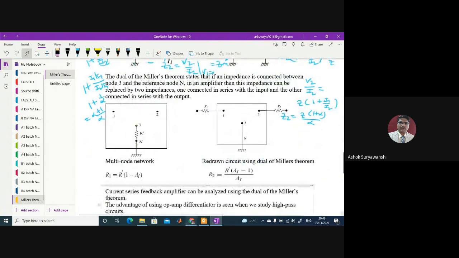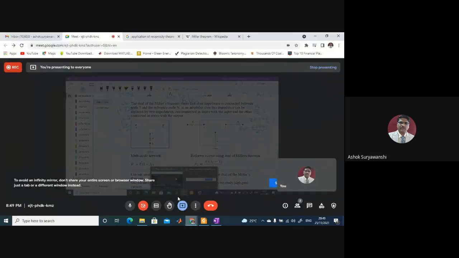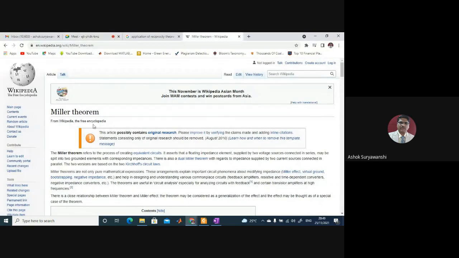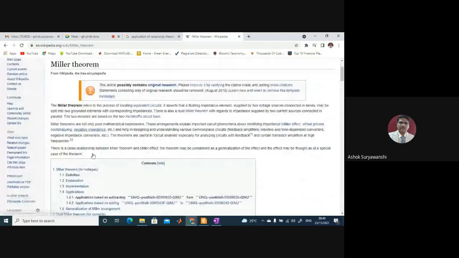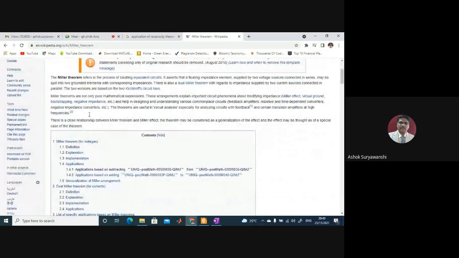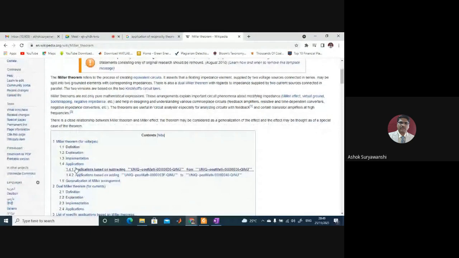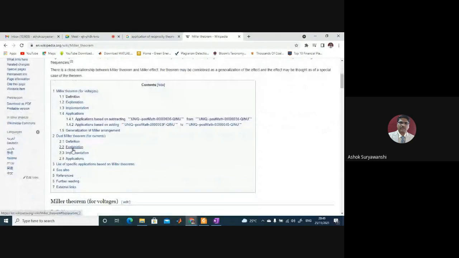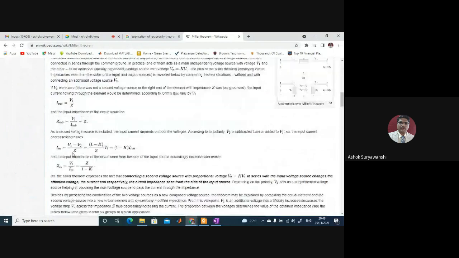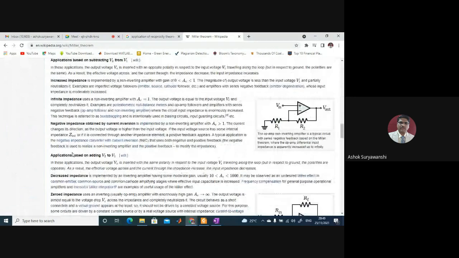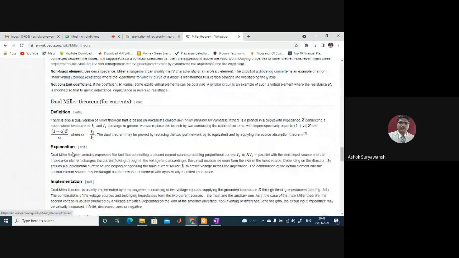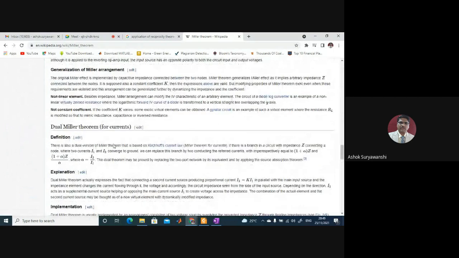You can see here, you can refer to the Wikipedia here. So this is Miller's theorem. Now all the details are given. You can also search on this one, or it is given in books also. So this Miller's theorem definition, explanation, implementation, applications, everything is given. If you go to this particular application part, you will understand here. You can see the dual Miller's theorem or currents.